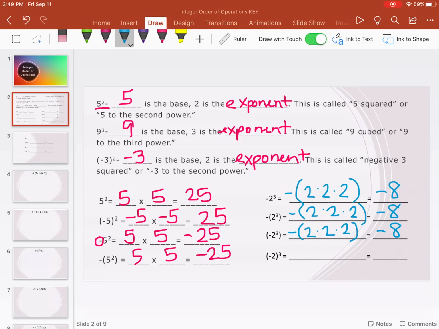Finally, this is the one where the base is actually the negative number, because the exponent is kissing the parentheses, which means everything inside the parentheses is the base. So this is where I'm going negative 2 times negative 2 times negative 2. Negative 2 times negative 2 makes positive 4. Positive 4 times negative 2 makes a negative 8. So we get a negative 8 here as well.